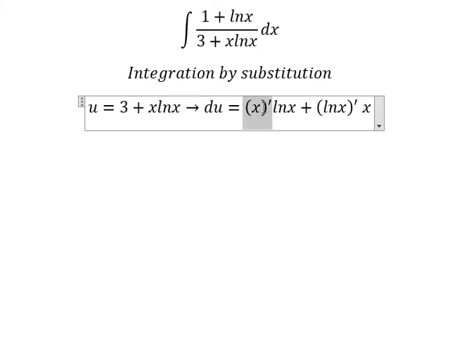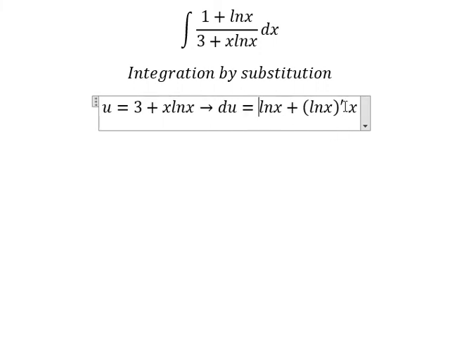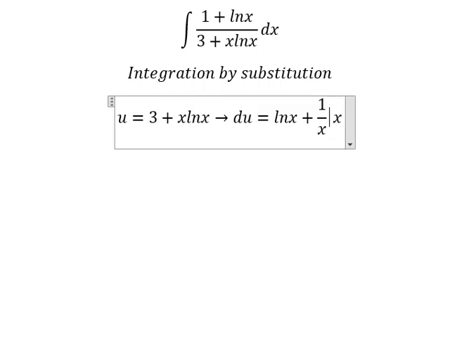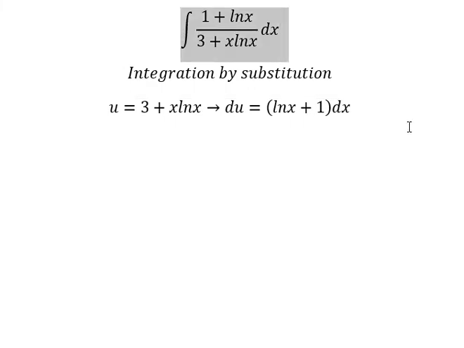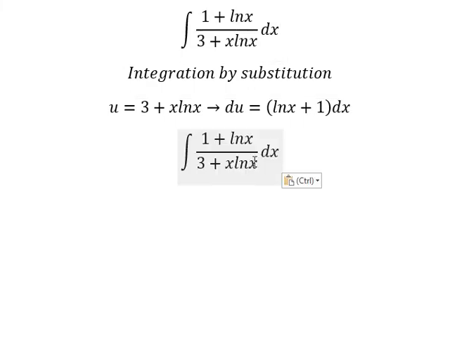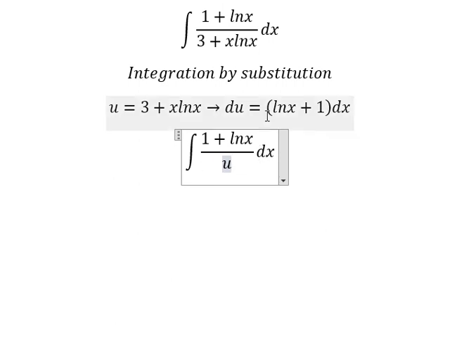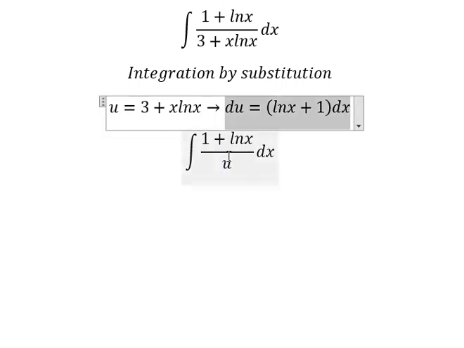So this one we have number 1. This one we have 1 over x. So this one we have number 1. So this one we change by u. This one in here we change by du.